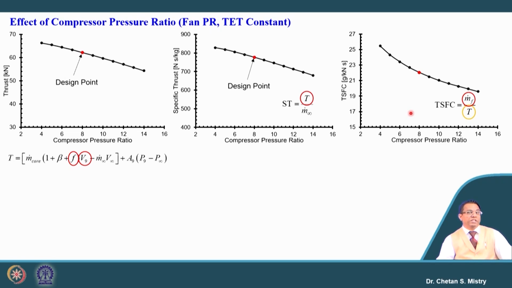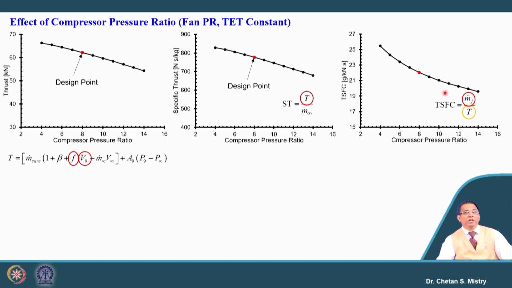So, it gives an indication when we are looking for a special kind of configuration. Be careful here: in this case we have kept other parameters constant. If I were plotting this with an increased turbine entry temperature, then my thrust would be on the higher side, because my turbine entry temperature is higher.